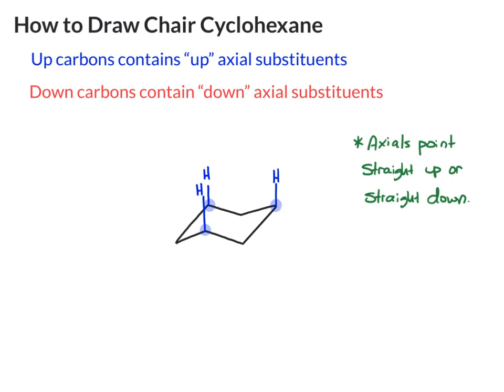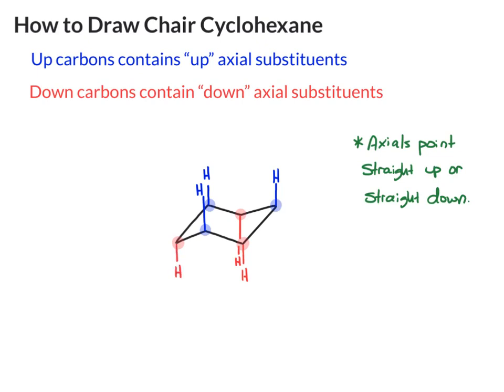Now, when we do the down carbons, those contain the down axials, but those should be a straight line pointing down. There's that hydrogen, and then when I draw in this hydrogen, when I get to that bond, I'm going to leave just a little space here, and then draw the hydrogen in. And what this space does is represents that this black bond of the ring is in front of this red bond to the axial hydrogen. And then I need an axial hydrogen on this carbon.